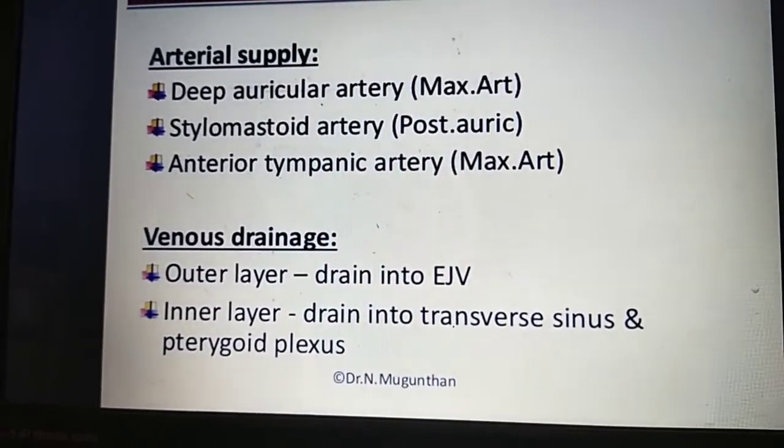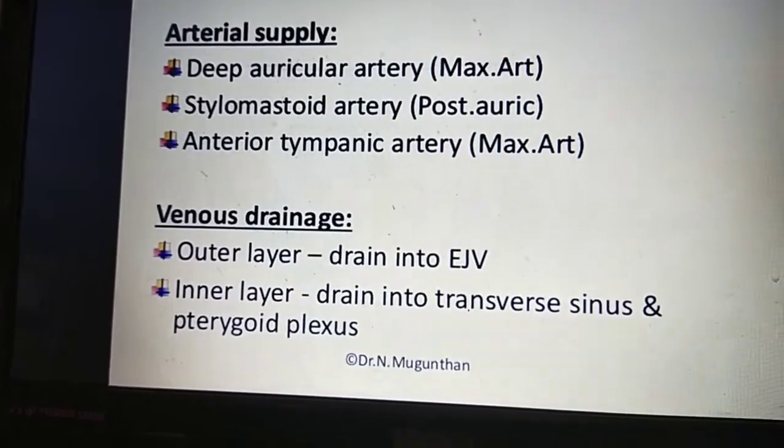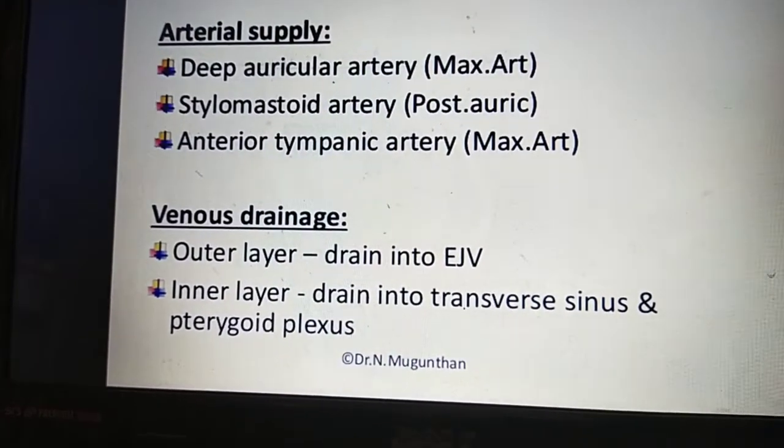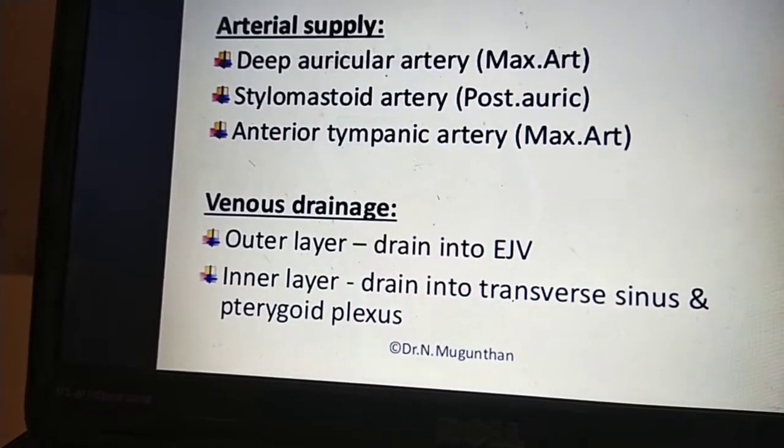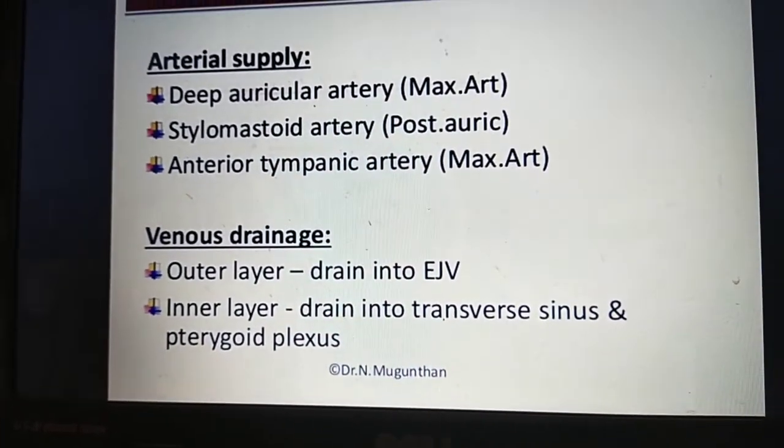Blood supply of the tympanic membrane: the deep auricular artery, stylomastoid artery, and anterior tympanic artery. Venous drainage: the outer layer drains into the external jugular vein, and the inner layer drains into the transverse sinus and pterygoid plexus.